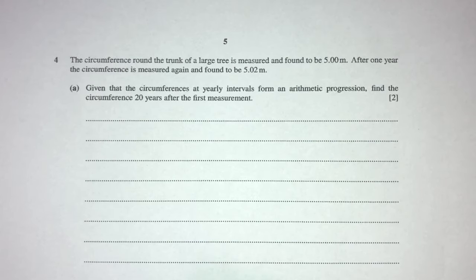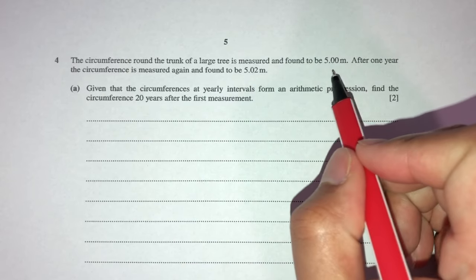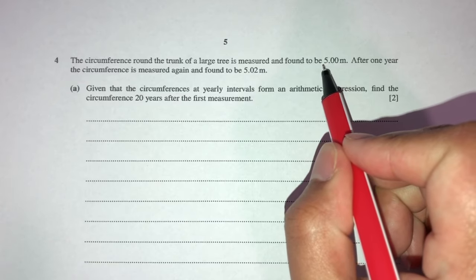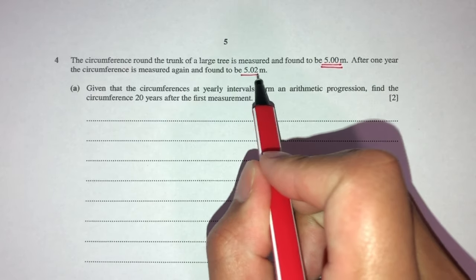The circumference around the trunk of a large tree is measured and found to be the value of 5.00 meters. Okay. Now after 1 year, the circumference is measured again and found to be 5.02.